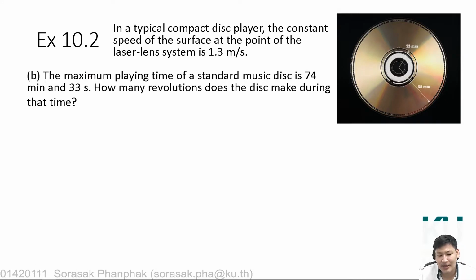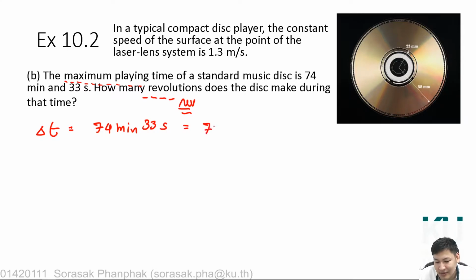How about another one? You would like to determine the maximum playing time of the standard music. So what does this mean? This may be about the time that is spent for playing, and how many revolutions this system evolves. So you have to find the revolutions that this system involves, but the time that is displayed, so this is delta t, is 74 minutes and 33 seconds.